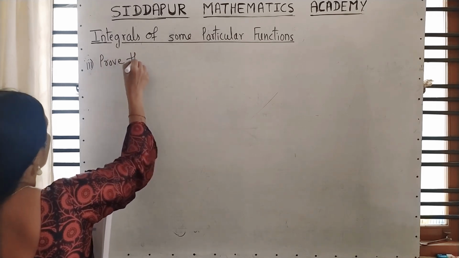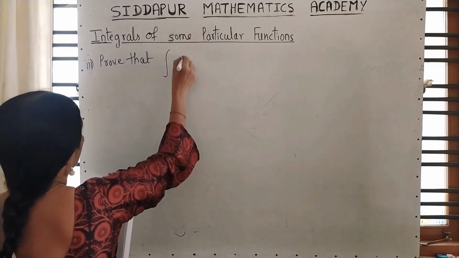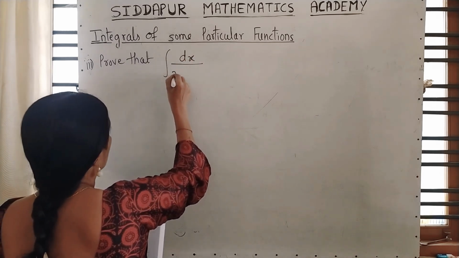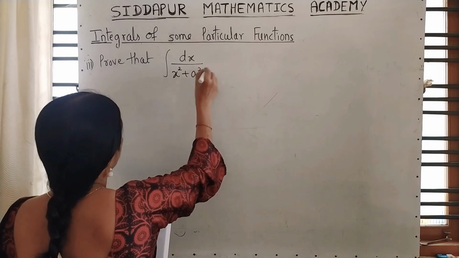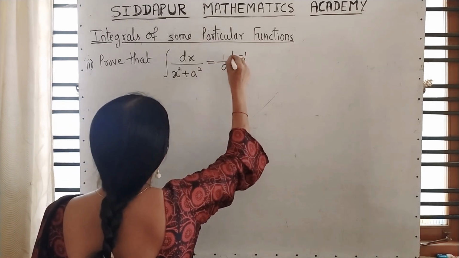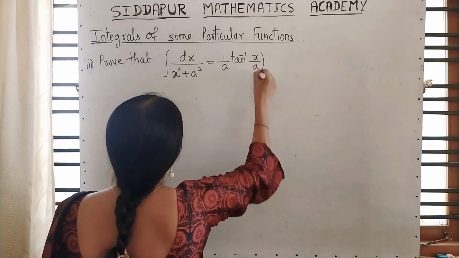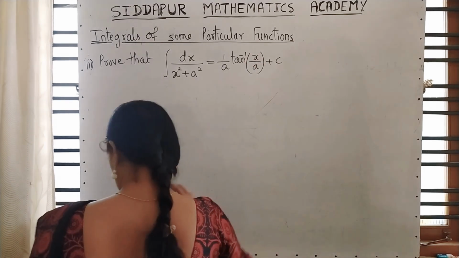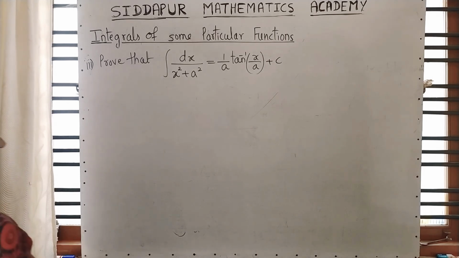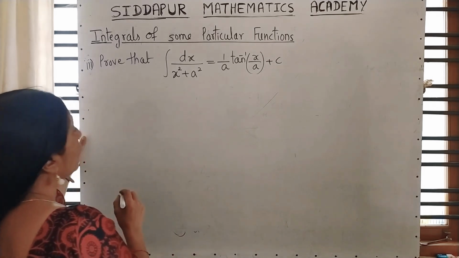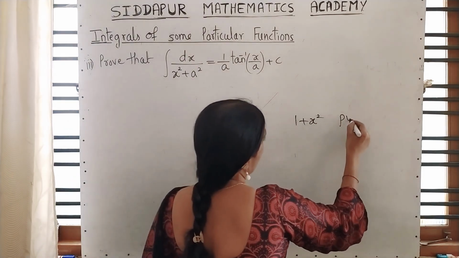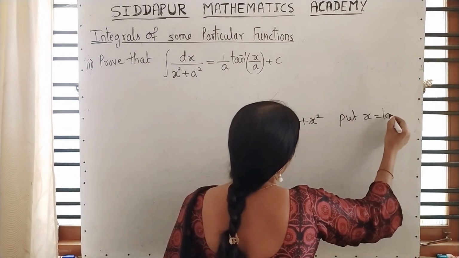Prove that dx upon x square plus a square is equal to 1 by a tan inverse x by a plus c. See, if it is 1 plus x square or 2 plus x square like that, with a plus in the middle, always use a substitution. Suppose it is 1 plus x square, put x is equal to tan theta.